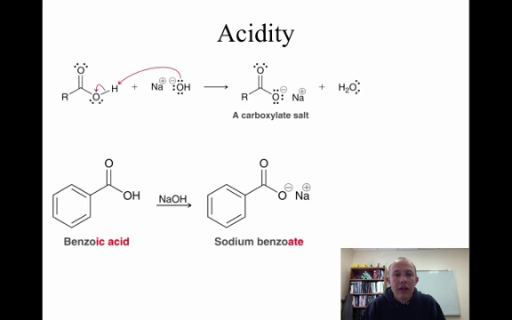We know that carboxylic acids are acidic, and the reason, remember, is that if we remove this hydrogen with a base like sodium hydroxide, we get a resonance-stabilized negative charge. This thing has a resonance structure where the negative charge is shared between both oxygens. What we form is called a carboxylate salt. For example, if we take benzoic acid and deprotonate it, we get a salt called sodium benzoate.